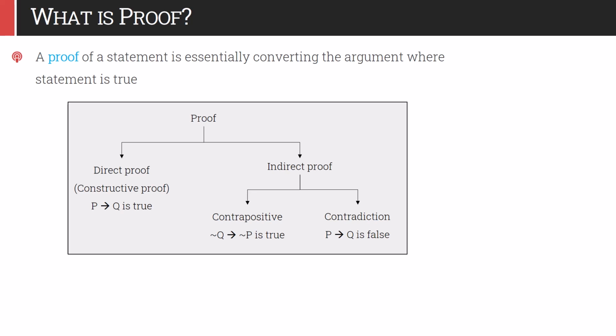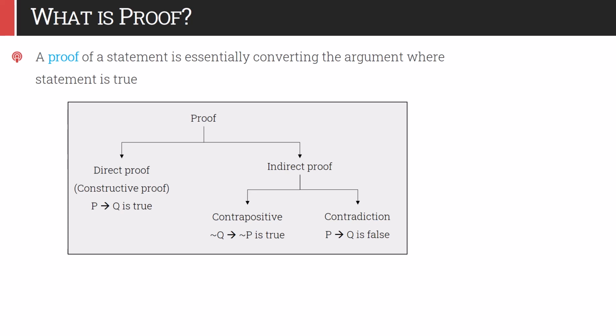In constructive proof, we start with the hypothesis and we try to prove the conclusion. That is, the form of such statements would be P implies Q. That means if P is true, then Q is also true. Here, P is known as the premise or the hypothesis and Q is known as the conclusion.